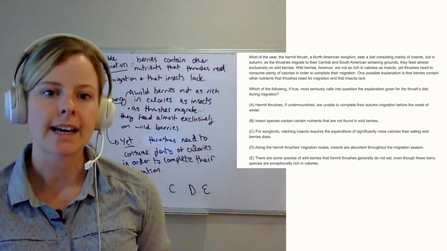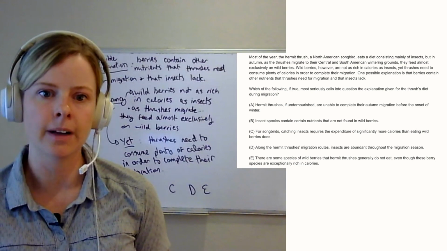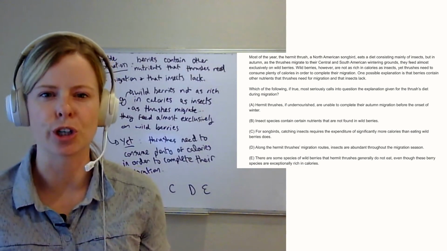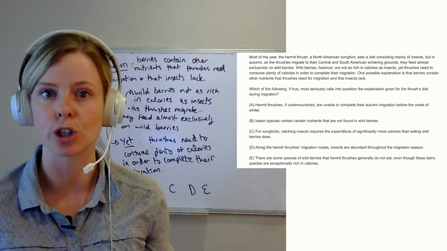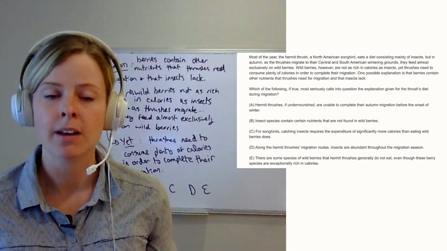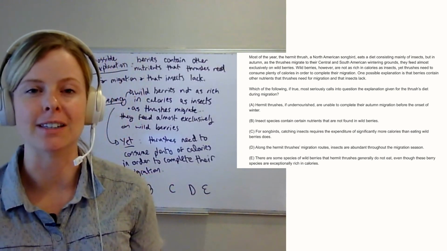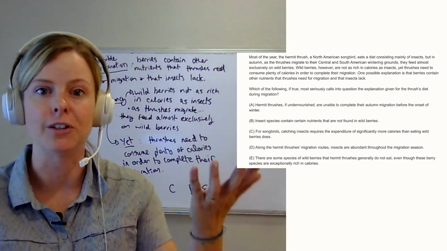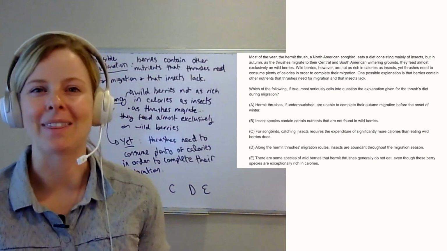B. Insect species contain certain nutrients that are not found in wild berries. Here, certain nutrients, it doesn't actually specify whether the thrushes themselves need these nutrients or whether they particularly need these nutrients for migration. So if they did need these particular nutrients for migration, maybe it would call into question the fact that they're switching to berries for nutrients. But we don't get that information, right?